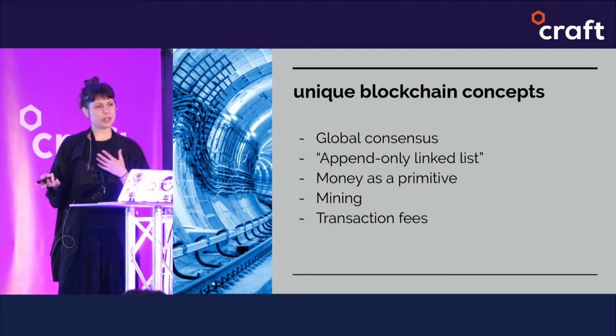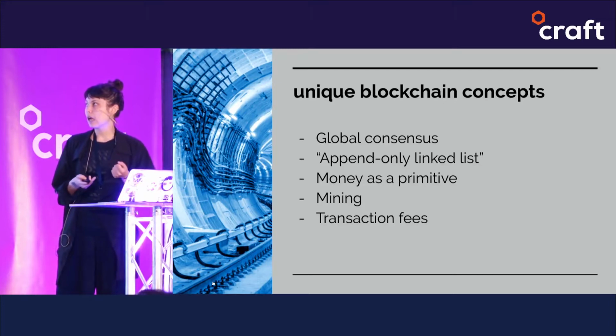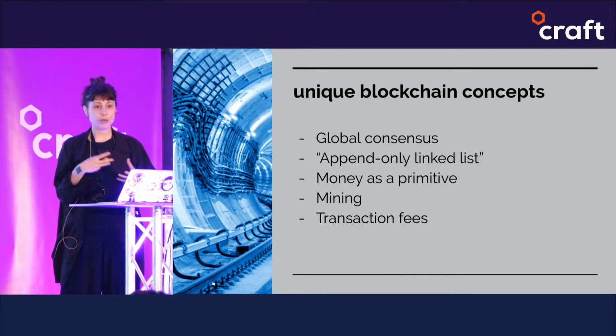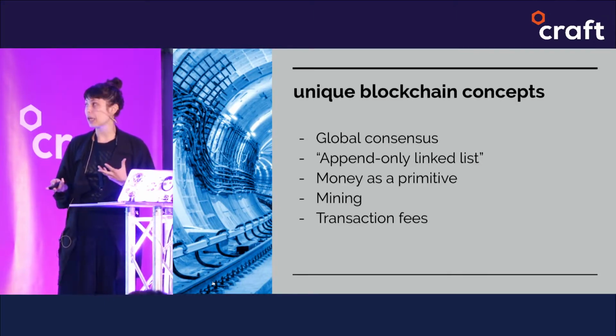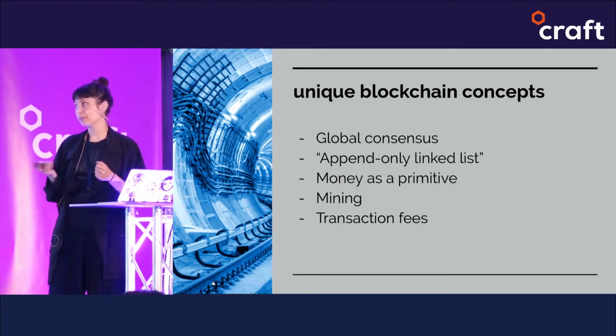And there are some very unique concepts in blockchains that are different from the other protocols we're going to talk about today. One of them is they have global consensus. So very unlike Scuttlebutt, where what you see in the network is relative to your position in it, all of the blockchain network agrees on the state of the chain.